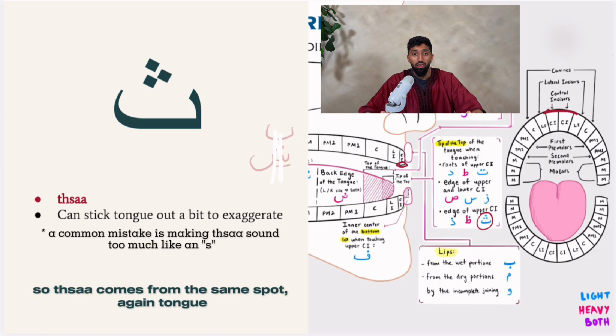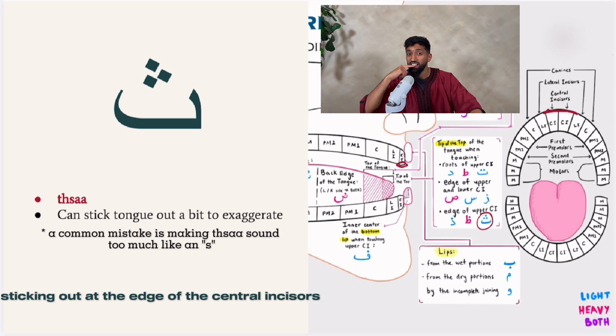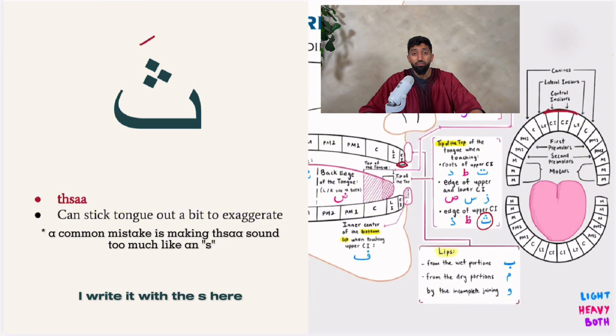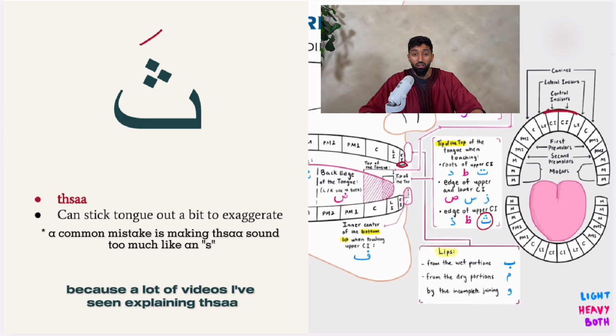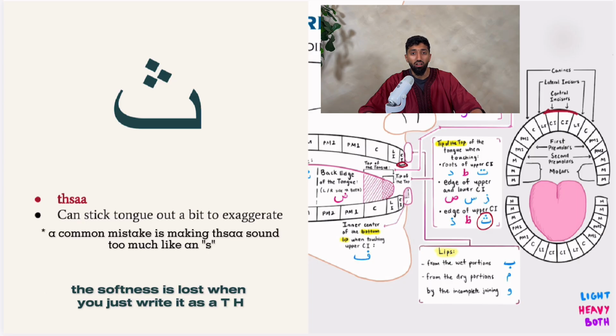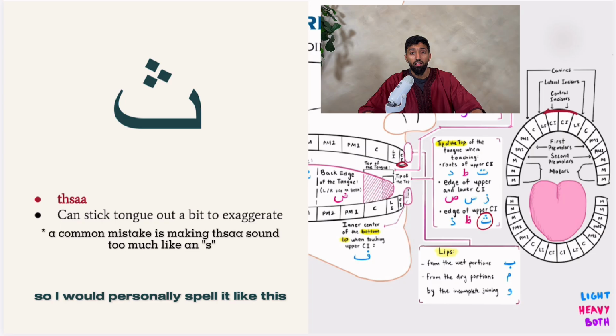So tha comes from the same spot. Again, tongue is sticking out at the edge of the central incisors, your 2 top front teeth, and you'll be saying tha. I write it with the S here because a lot of videos I've seen explaining tha pronounce it like da, like a TH in English, but I feel like the texture of tha, the softness, is lost when you just write it as a TH. So I would personally spell it like this, tha. Almost sounds like there's an S in there.